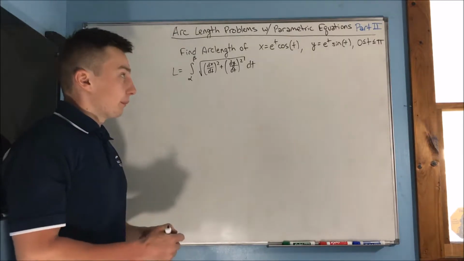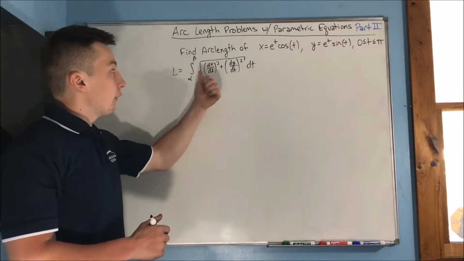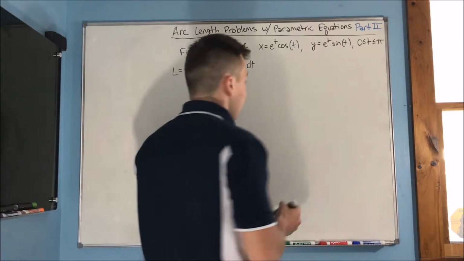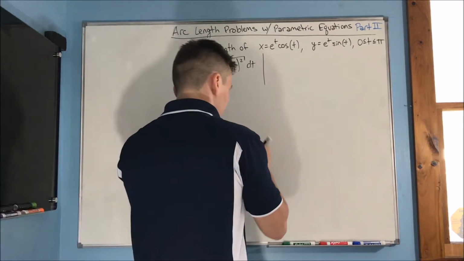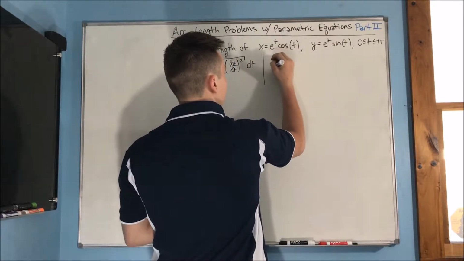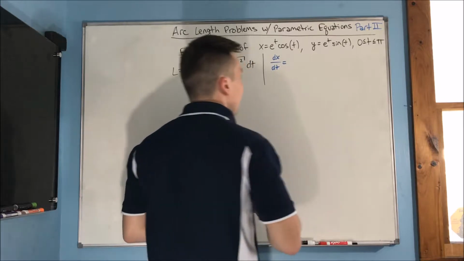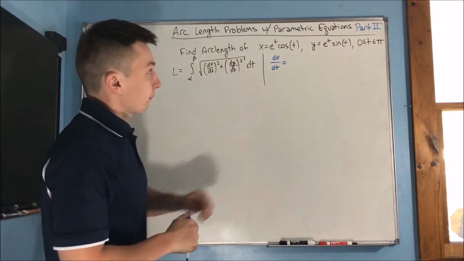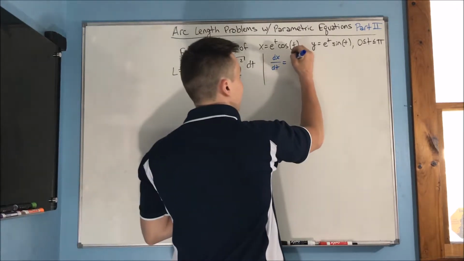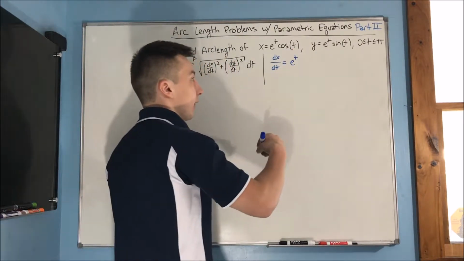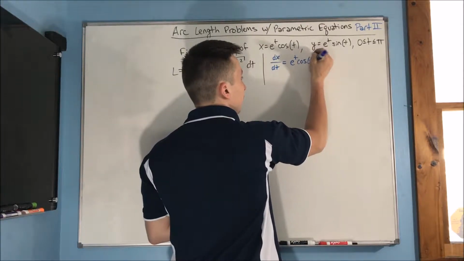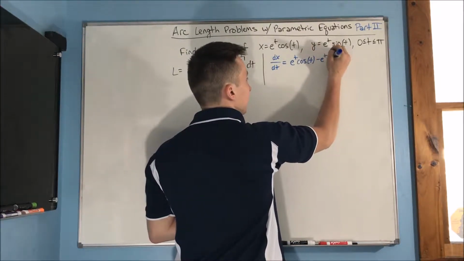Now, the first thing we need to do is find dx dt and dy dt. We can do that over on the side here. So, dx dt is going to be what? Well, that's just the derivative of this piece right here, and we have to do a little bit of product rule to get that. It's going to be e to the t cosine t minus e to the t sine t.